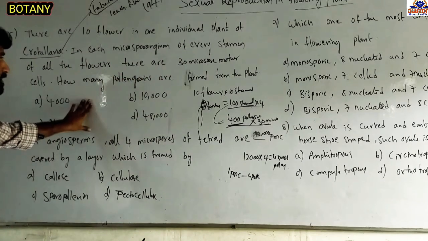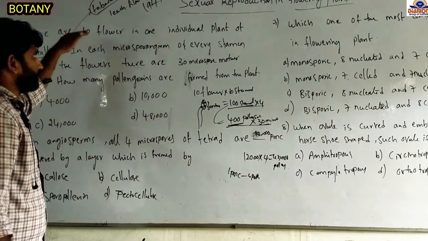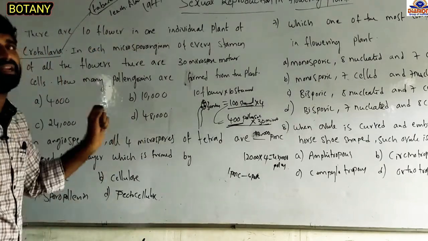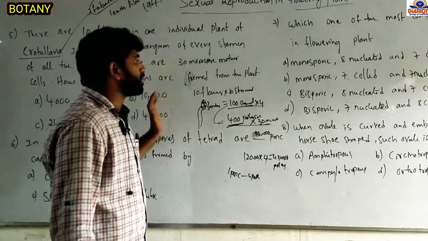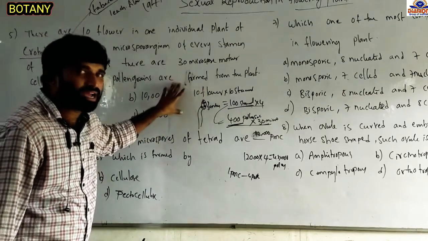So now this plant belongs to the Fabaceae family. It contains 10 flowers. The 10 flowers equal 100 stamens. And all these 100 stamens belong to dithecous tetrasporangiate anthers.